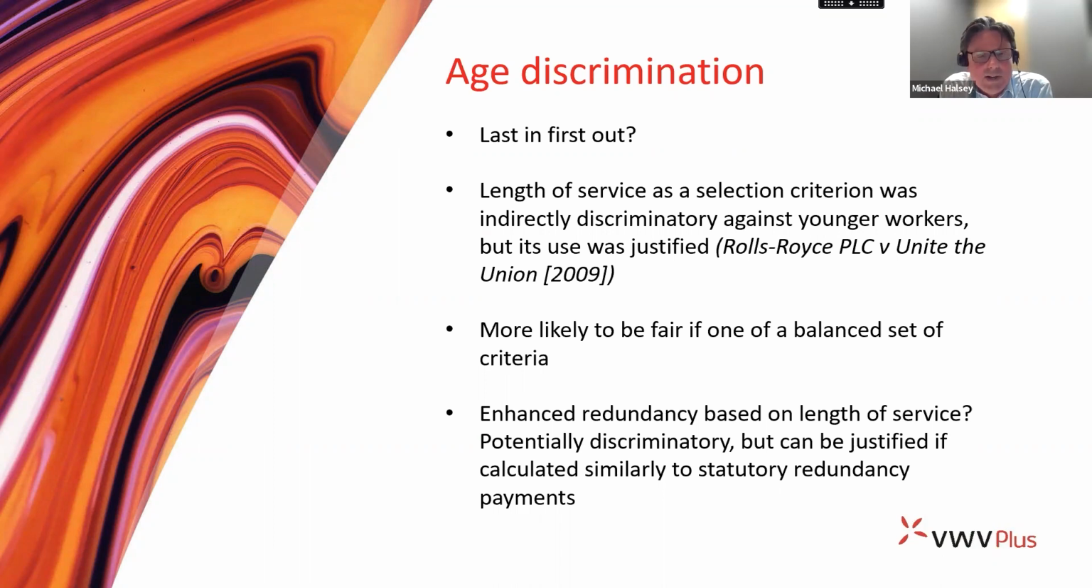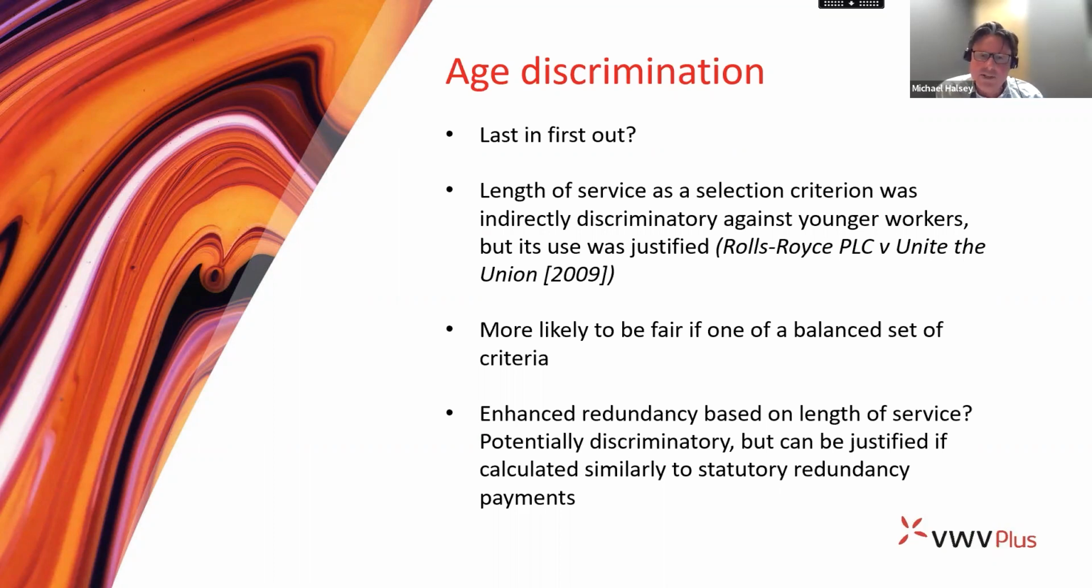This slide's going to look in a little more depth at last in, first out, or LIFO. Just before we get into that, it's important to remember that with both direct and indirect age discrimination, the employer can justify its actions if it can show that it was a proportionate means of achieving a legitimate aim. So, last in, first out?